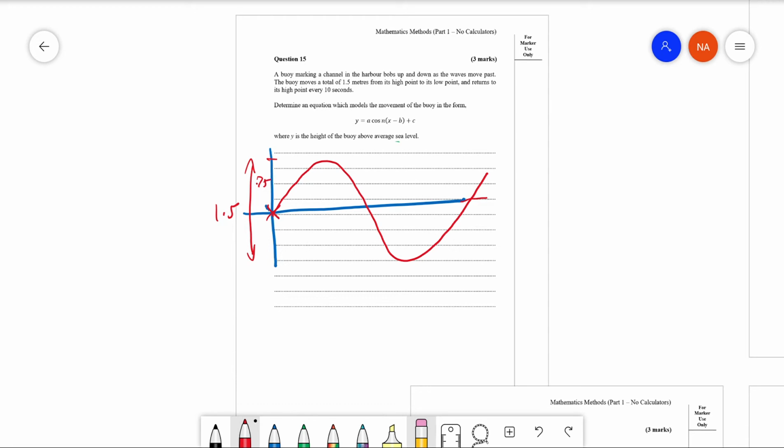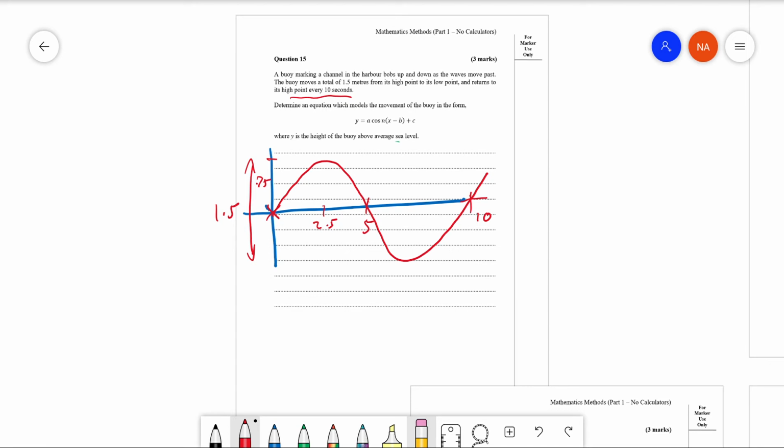It also tells us it returns to the high point every 10 seconds. So that means 10 seconds is how long it takes to repeat itself. That means the period of this is 10 seconds. And from that I can find halfway to that is 5 because of the symmetry, and halfway again of that is 2.5. And I think I've now got everything I need to write the equation for that.